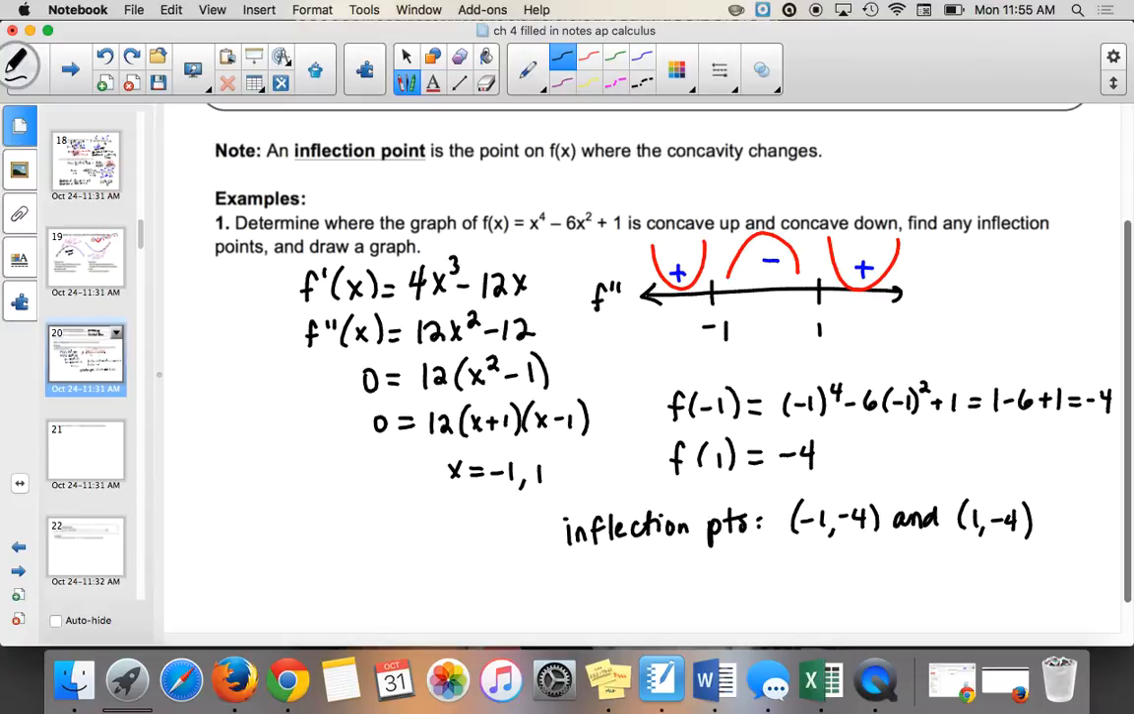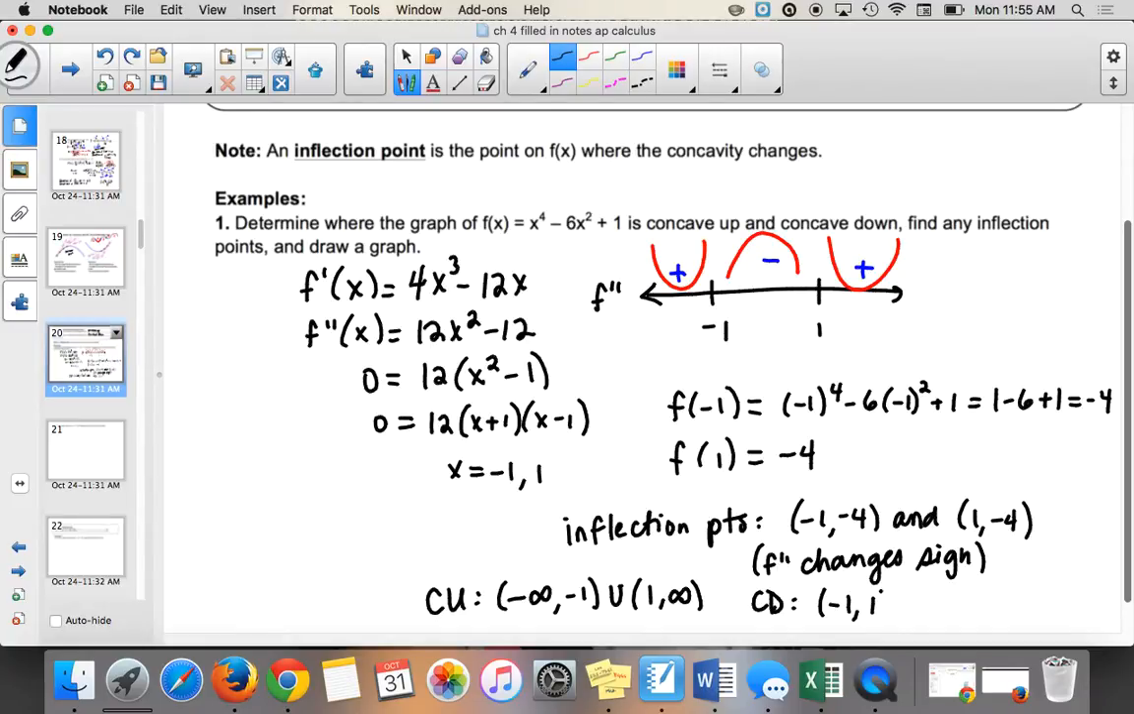And the reason on your AP test is always f double prime changes sign. So if you want to write yourself a little note, f double prime changes sign. That's why. And then where it's concave up and concave down, it's concave up from negative infinity to negative 1, and also from 1 to infinity, and it's concave down in between negative 1 to 1. Easy. We got this section down already.